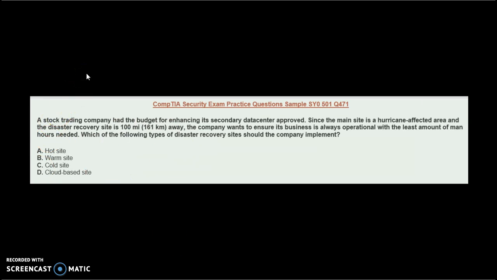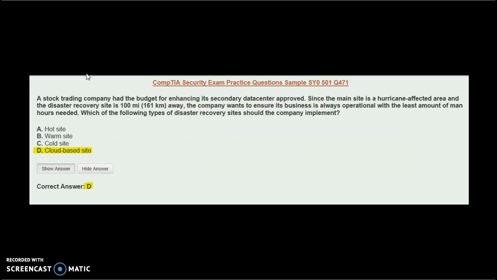A stock trading company had the budget for enhancing a secondary data center approved. Since the main site is in a hurricane-affected area and the disaster recovery site is 100 miles away, the company wants to ensure its business is always operational with the least amount of man-hours needed. Which of the following types of disaster recovery sites should the company implement? And that is a cloud-based site, considering it's like 100 miles away.